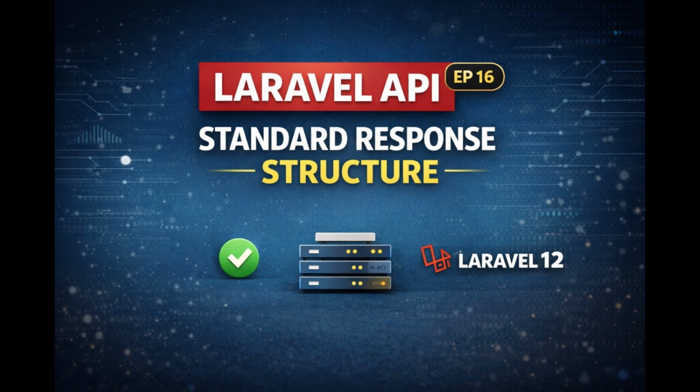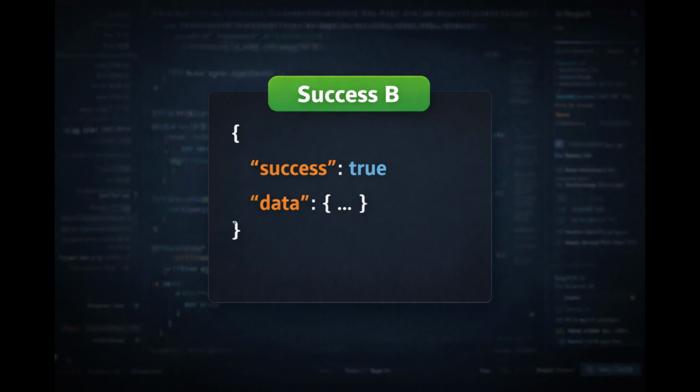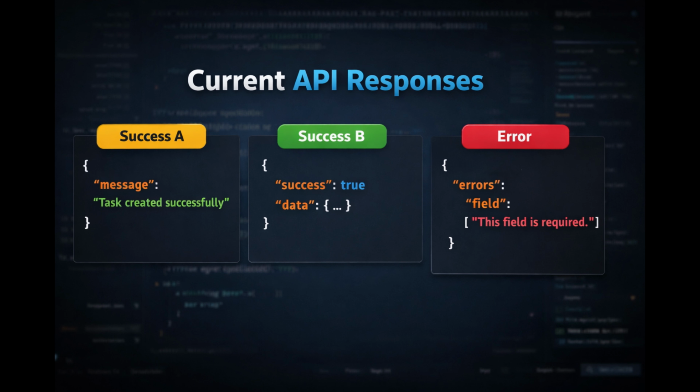Right now in our Laravel API, some responses look like this and some responses look like this, and the validation errors look completely different. This is not production ready. A real API always returns a standard response structure. So today we will implement a reusable API response format in Laravel 12.